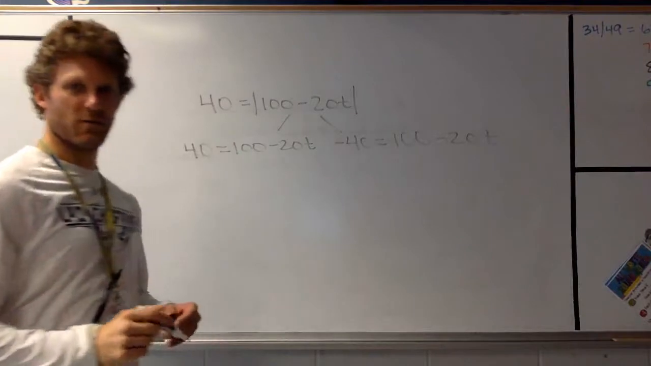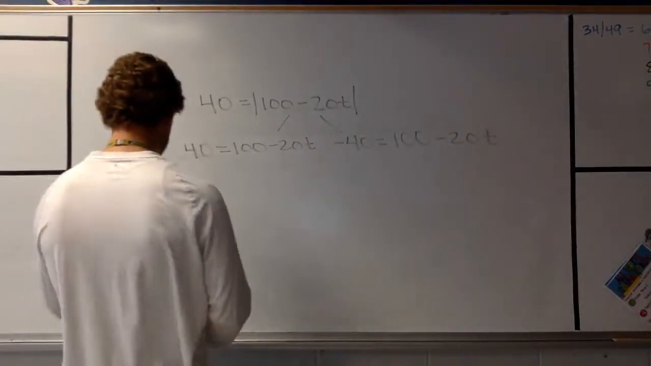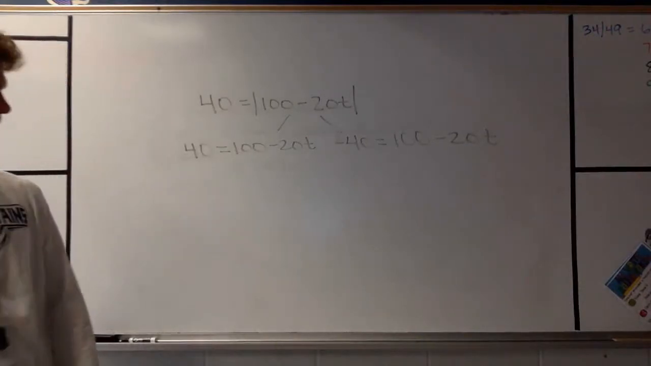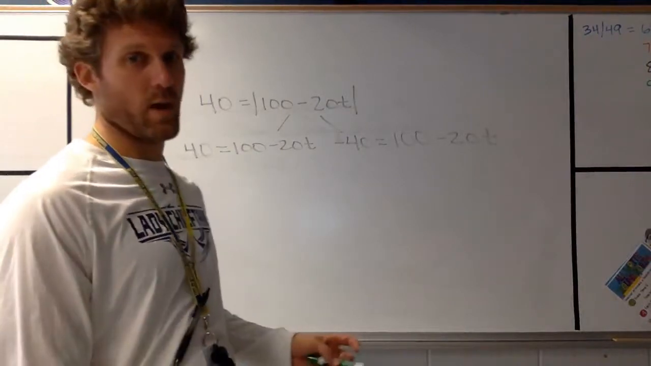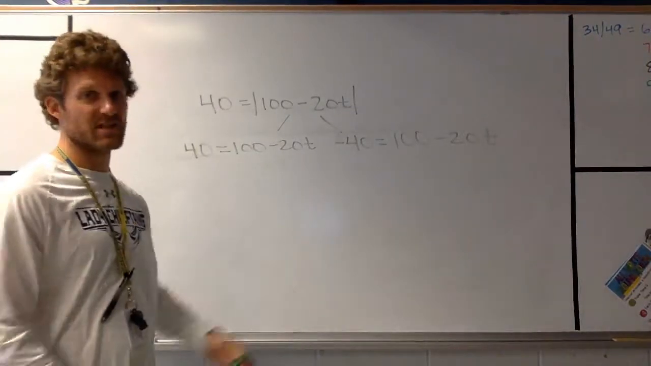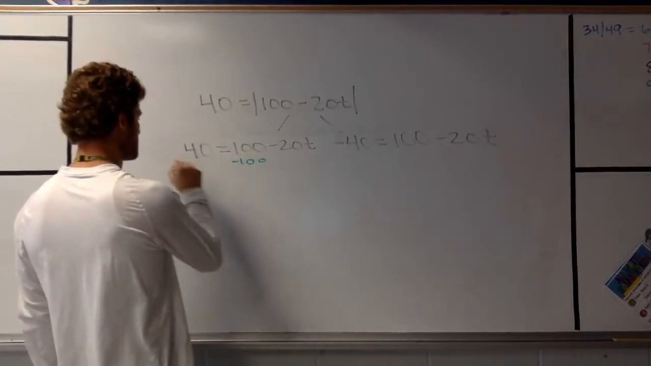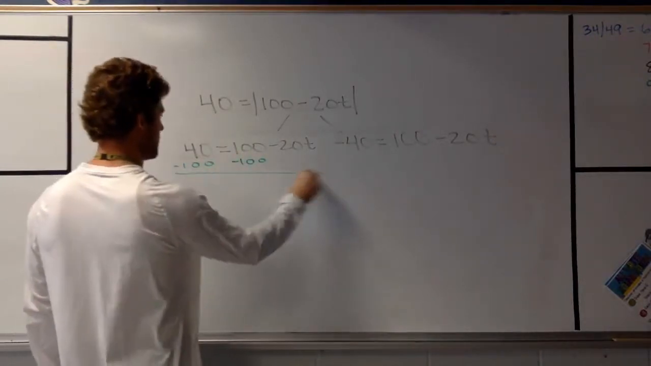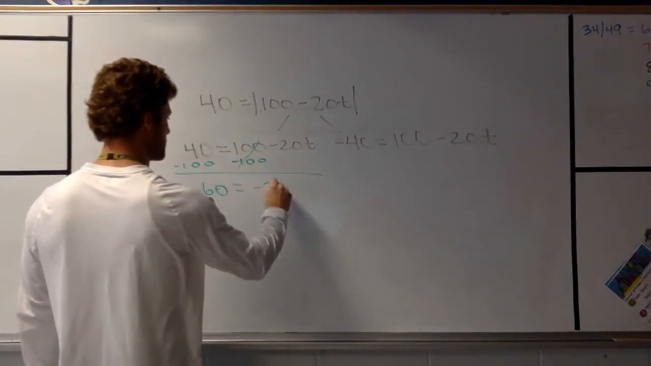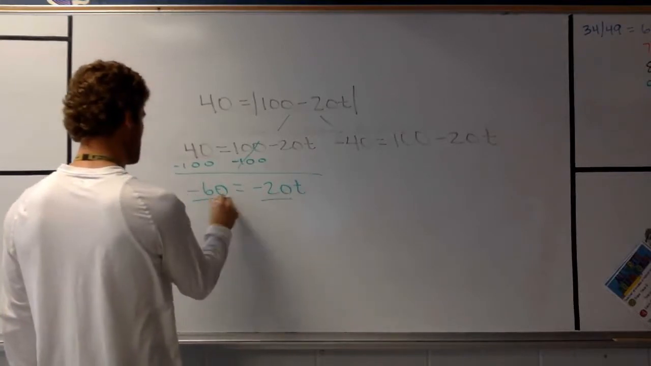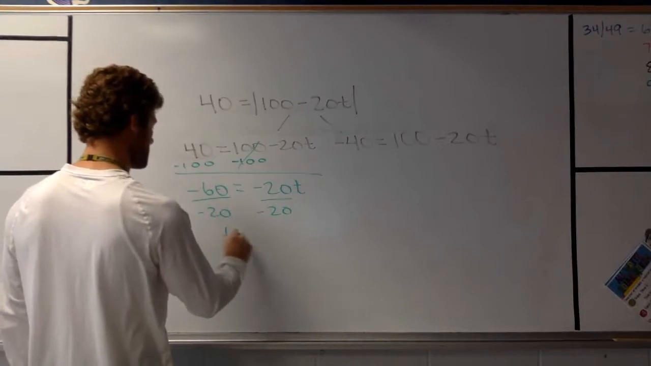And what that is going to do for me is give me my two possible times that she's going to be 40 feet away from me. So I'm simply going to solve each of these individually. I'm going to start by subtracting 100 from both sides. That's going to give me negative 60 equals negative 20t. I divide both sides by negative 20. And that gives me t equals 3.